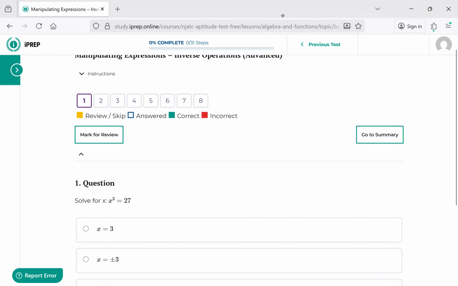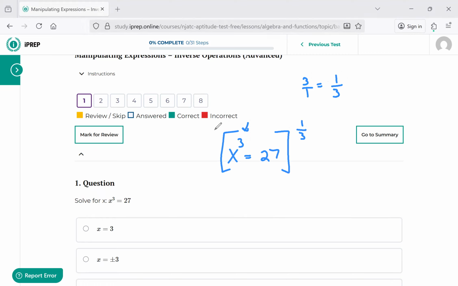Okay, so solve for x. We have x cubed equals 27. I want to solve for x. Basically, I need to get rid of this power of 3. To get rid of this power of 3, you're going to raise both sides by the reciprocal of 3. So what is the reciprocal of 3, or 3 over 1? The reciprocal of that is 1/3. So I'm going to raise both sides by 1/3.